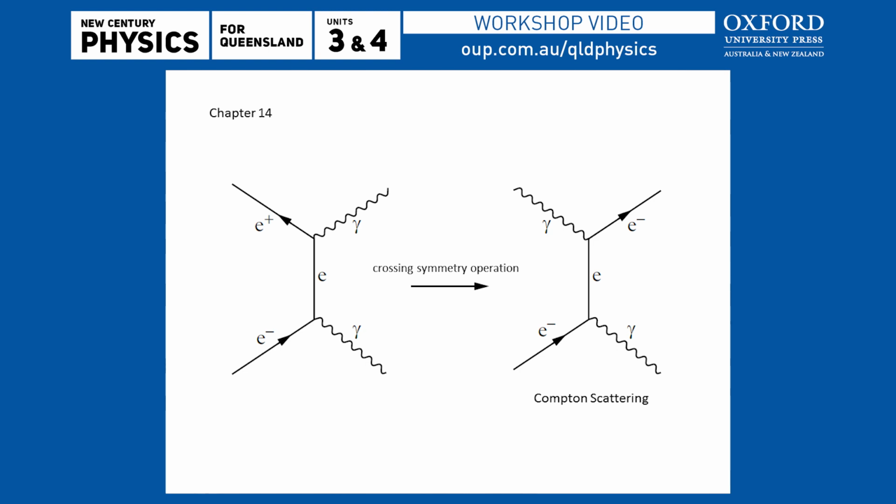The tricky one, I think, that people are going to have trouble with is in chapter 14, where they talk about symmetry operations. But this is one of my questions in chapter 14. I say, here's a symmetry operation, a crossing symmetry operation. This thing here represents a Feynman diagram for Compton scattering. I've told them all that. And then the question in the book is, what happens if you do another crossing symmetry operation on this one?